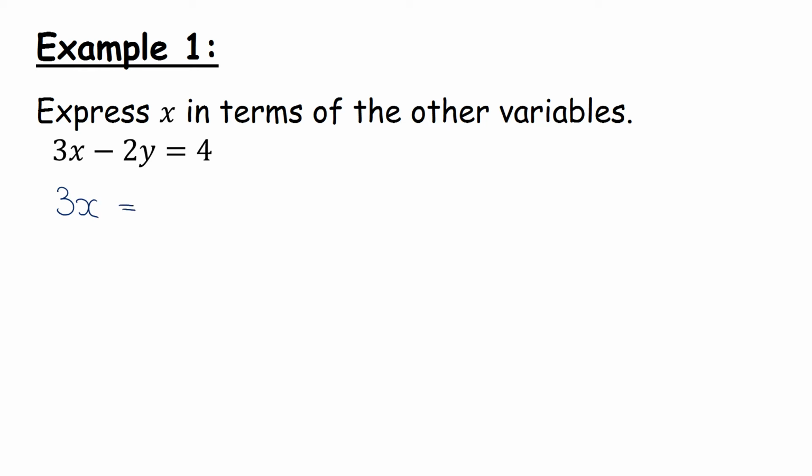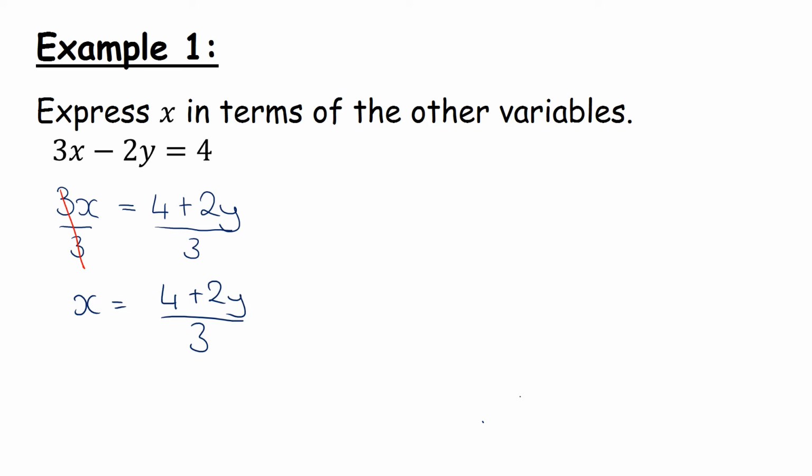So we're going to move that across the equals. When we bring a minus 2y across the equals, we're going to get a plus 2y. Then it's important to note that when we have a 3x, what we're dealing with is 3 multiplied by x. So in order to get rid of that 3, we need to divide both sides by 3. These effectively cancel. So on this side, I'm just left with an x, and I'm left with 4 plus 2y over 3. There's no need to clean that up further. That's absolutely fine. We have expressed x in terms of the other variables.